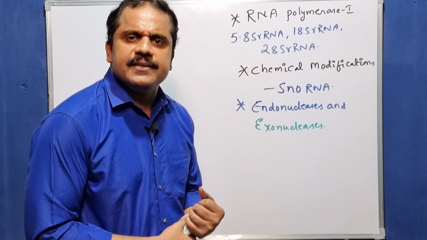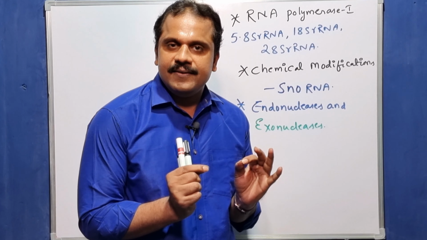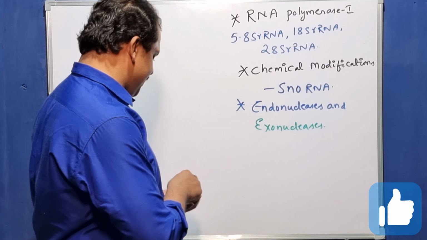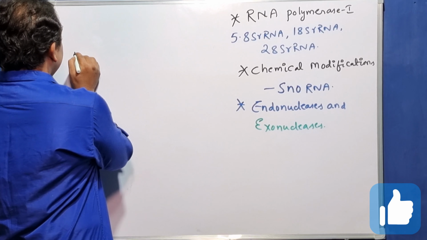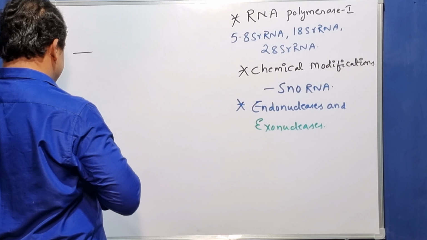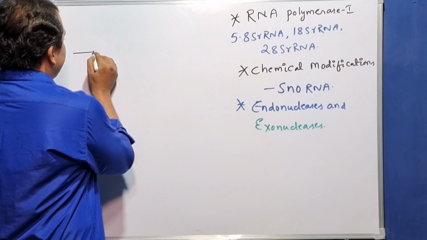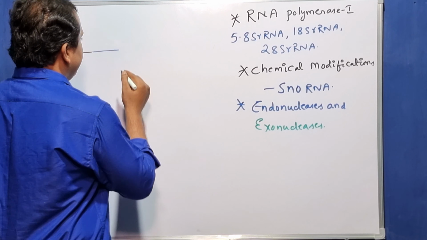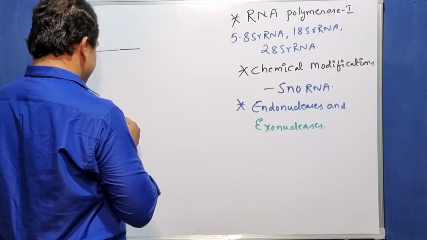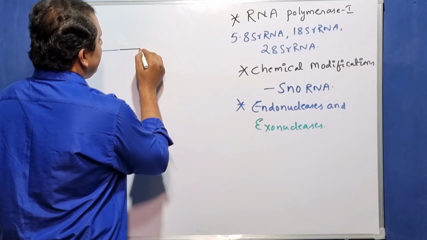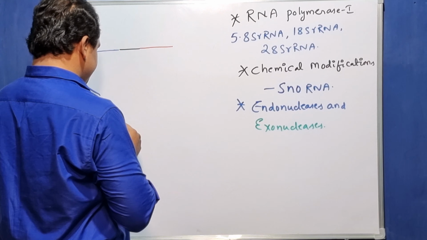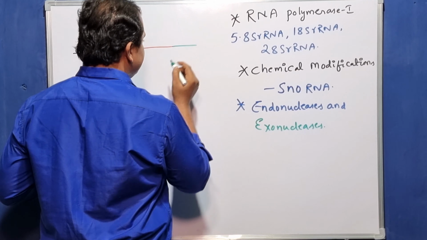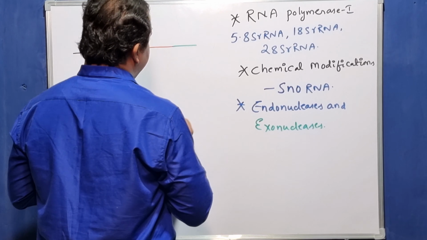So what exactly happens at the very beginning of rRNA processing? Is it clear? So for your better understanding, let me present it on the board. So here, let us assume it is the 5.8S rRNA gene. And here, again, it is the 28S rRNA gene. And here it is the 18S rRNA gene.